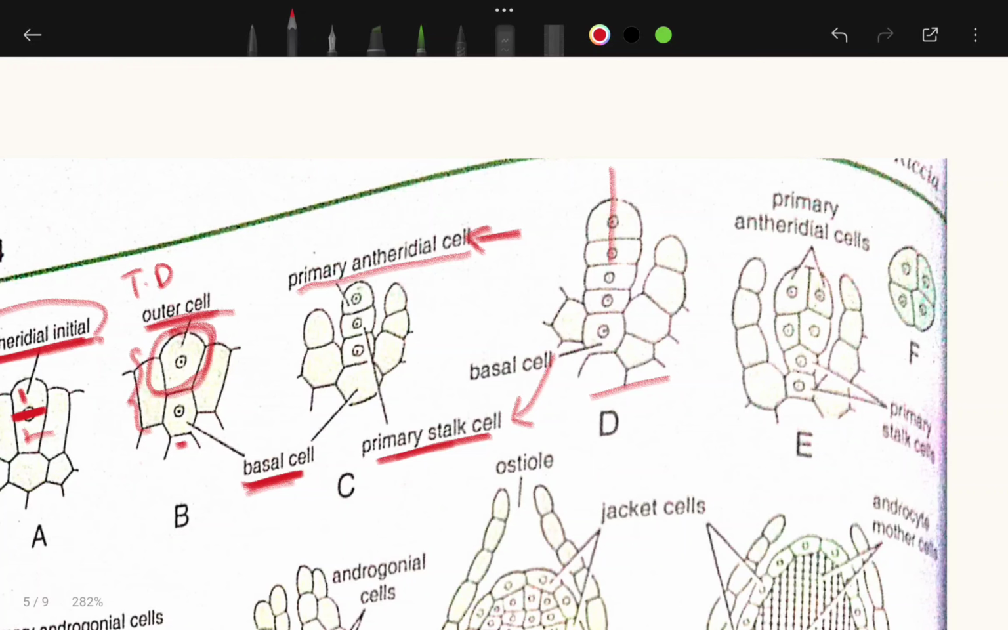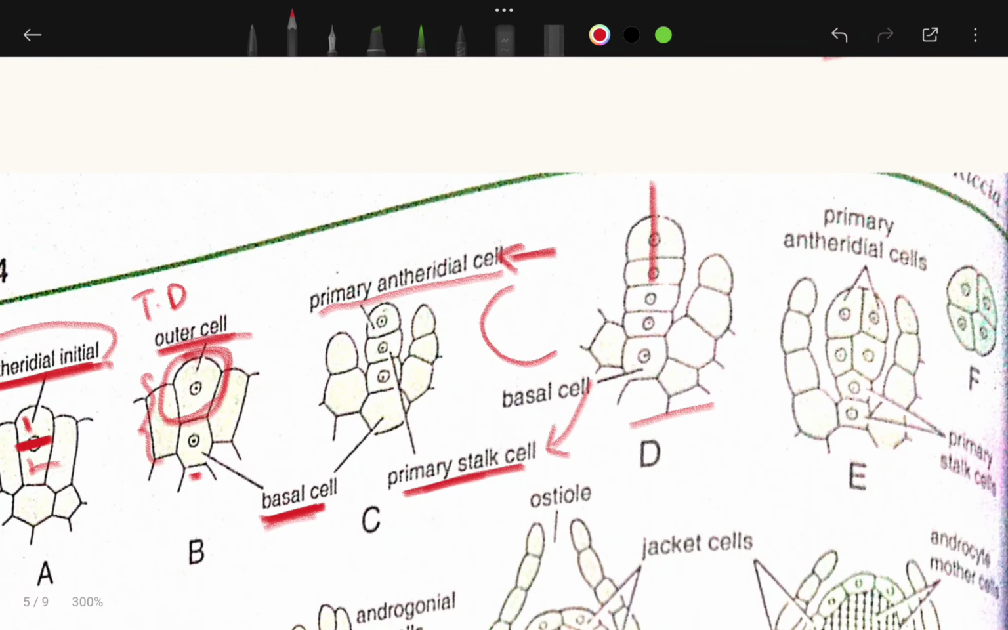Okay, so the first division will take place in this manner, and then the second division will take place at the right angle of the first division. So from the upper surface, if the first division takes place in this manner, the second division will take place at the right angle of the first division. If the first division is here, the second division will take place in this manner, and this will give rise to 8 cells.